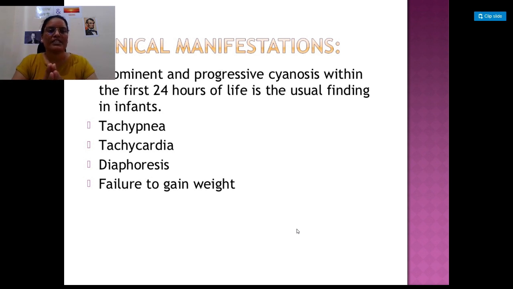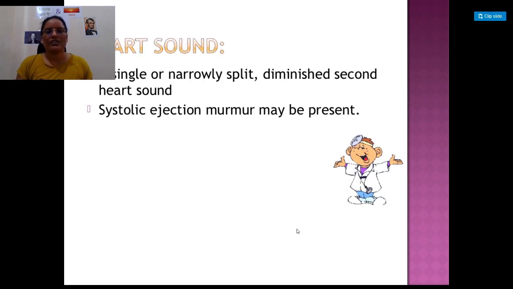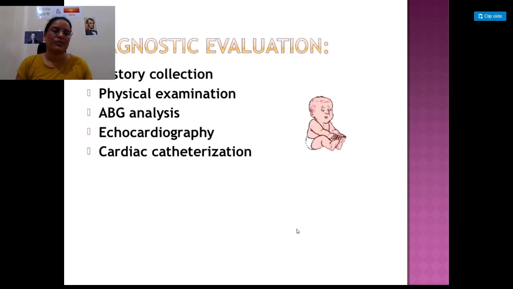Then clinical manifestations: prominent and progressive cyanosis within the first 24 hours of life is the usual finding in infants. Then tachypnea, difficulty in breathing, tachycardia (fast heart rate), diaphoresis, and failure to gain weight. Then heart sounds: a single or narrowed second heart sound, diminished second heart sound, and a systolic ejection murmur may be present; abnormal sounds can be heard with the help of a stethoscope.